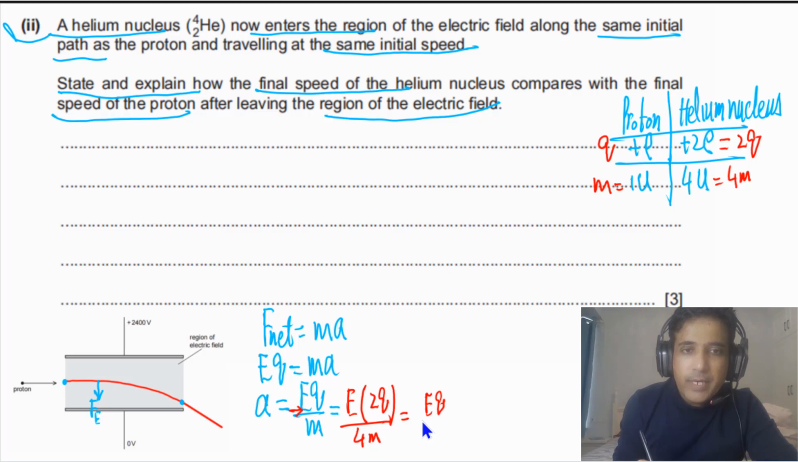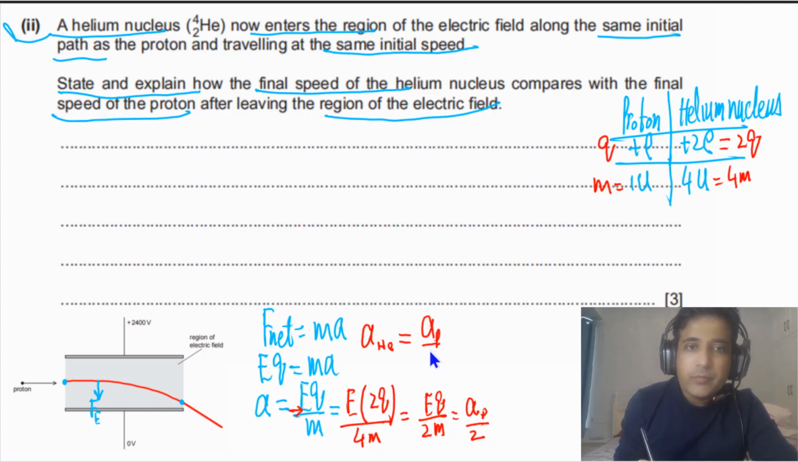Eq divided by 2m. So simply it means that the acceleration of the helium nucleus will be half. This is a, the acceleration of the proton, Eq by m. We are saying this is the acceleration of the proton, so this will be divided by 2. So from here we have found that the acceleration of the helium nucleus is equal to the acceleration of the proton divided by 2, meaning the acceleration is half.